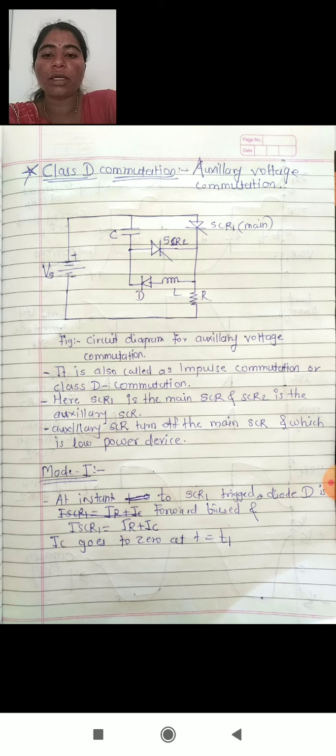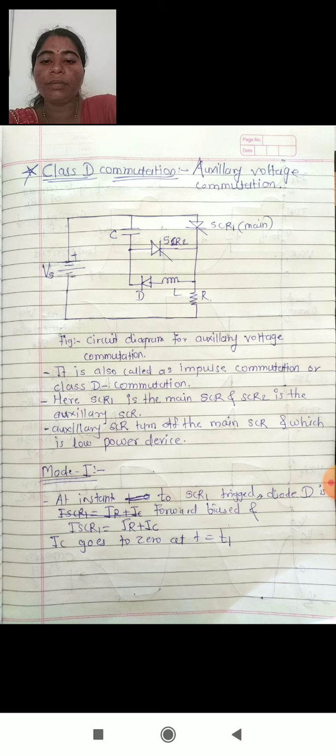Now see its basic working. It is also called the impulse commutation or class D commutation. Hence, SCR1 is the main SCR and SCR2 is the auxiliary SCR. The auxiliary SCR turns off the main SCR, and it is a low power device. After that, it automatically turns off.